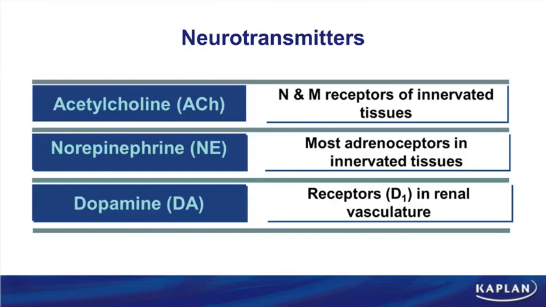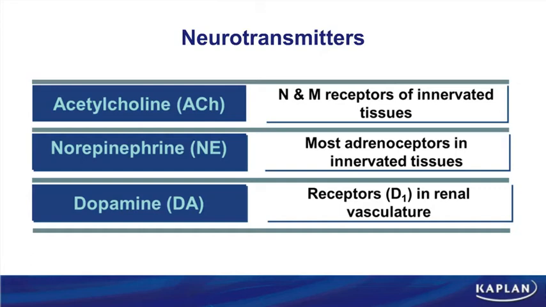When we look at the neurotransmitters that we just discussed in the previous diagram, we know acetylcholine acts on nicotinic and muscarinic receptors. Norepinephrine acts on adrenergic receptors. Those would be alphas and betas. Notice that the text reminds us that happens in innervated tissues. Norepinephrine is not really going to work on non-innervated adrenergic receptors. We will discuss that a little bit more on another slide.